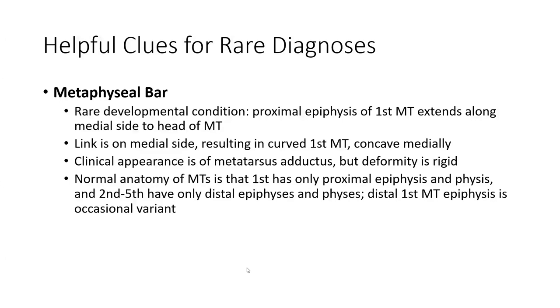Normal anatomy of the metatarsals is that the first has only a proximal epiphysis, and the second to fifth have only a distal epiphysis and physis. A distal first metatarsal epiphysis is an occasional variant.